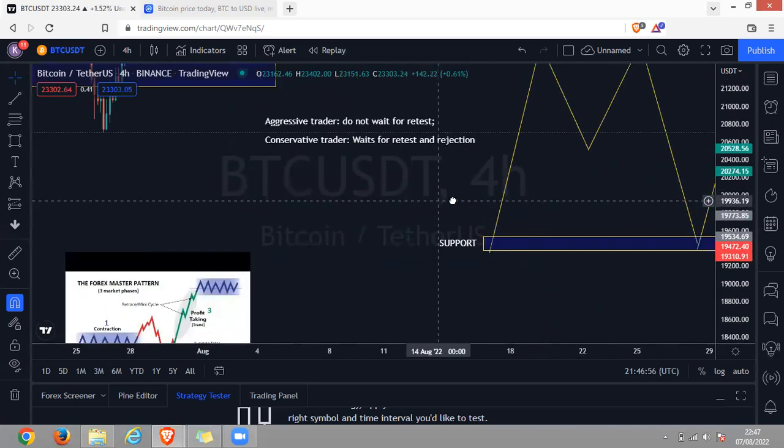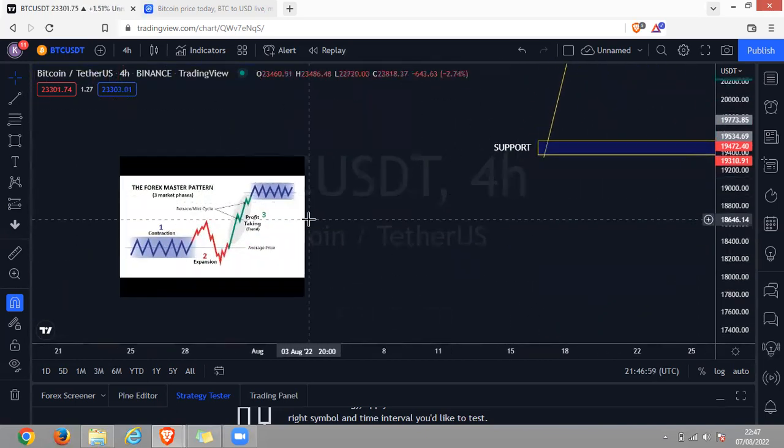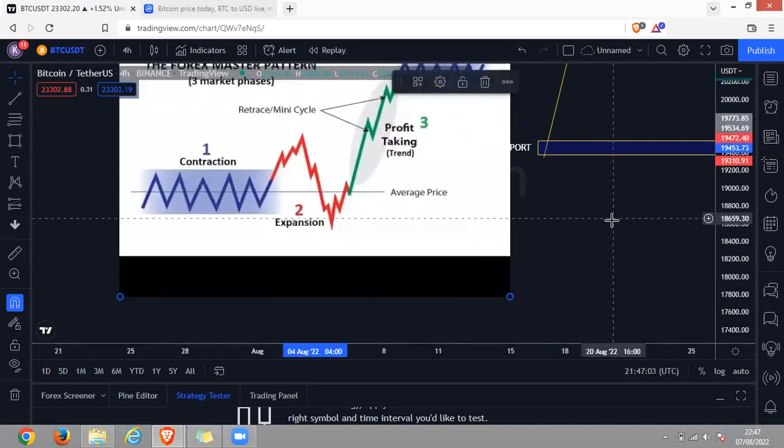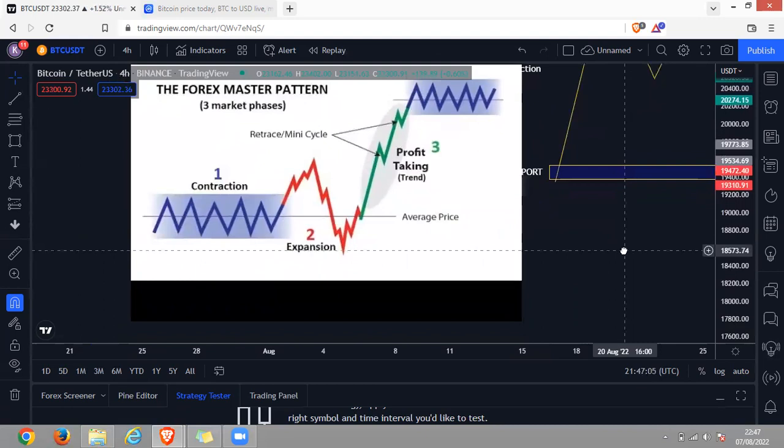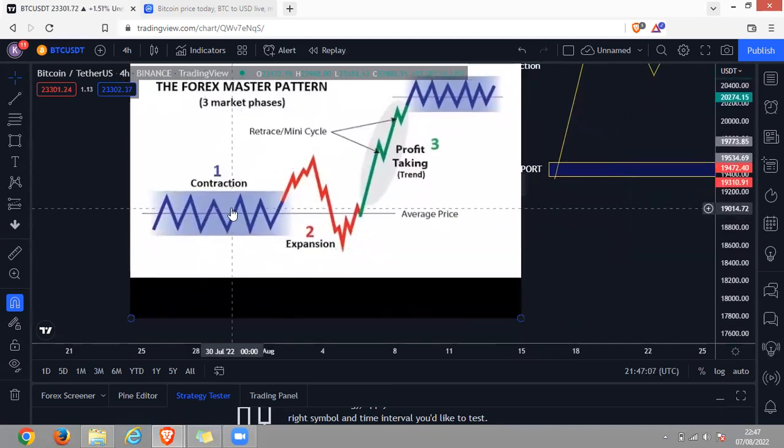Then guys, just finally, before I close this video, there are three market phases. This picture will help us explain everything. Now, there are three market phases. We have the contraction phase. This is the contraction phase. Now we have the expansion phase. This is the expansion phase. Then we have the trend. That's the profit taking. That's what they call the trend phase.